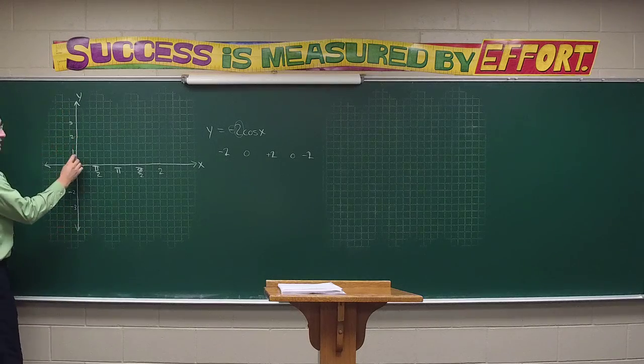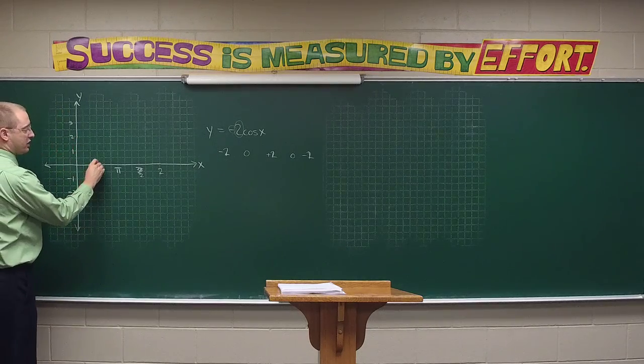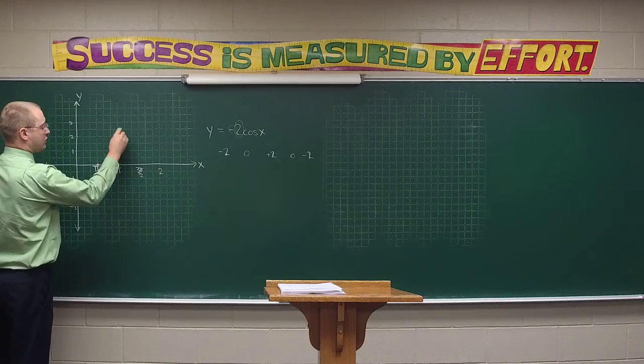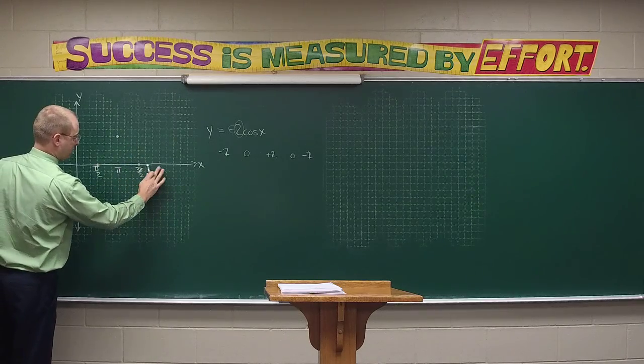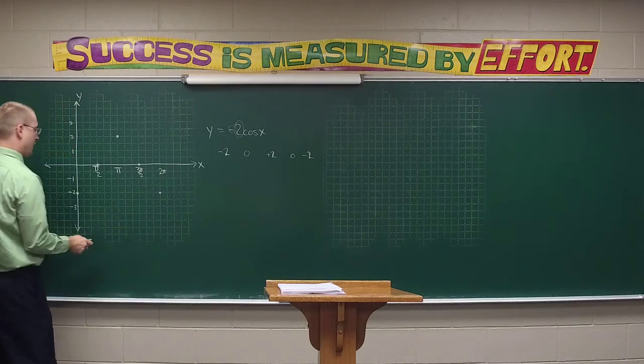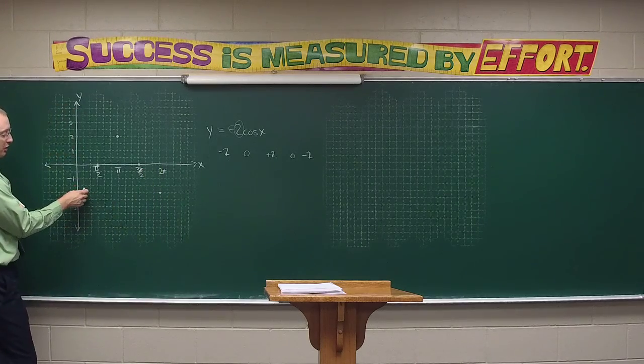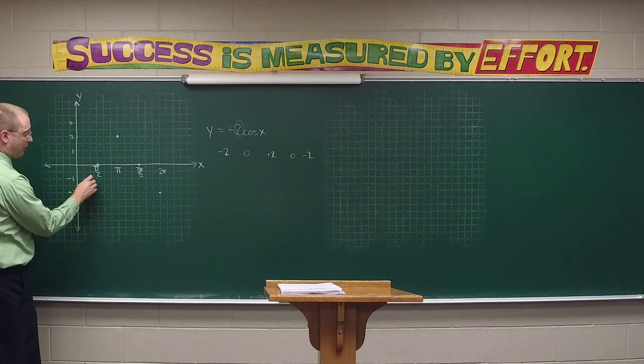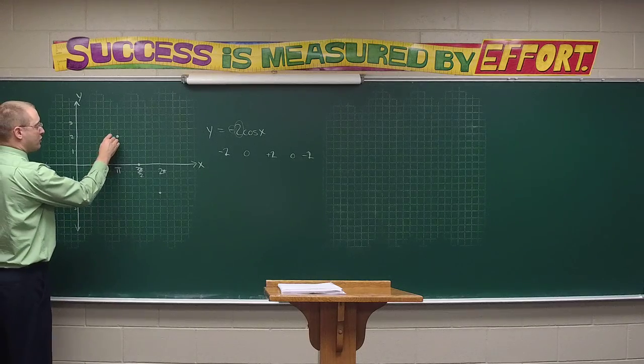So we start at -2, then we go to 0, then up to +2, then back to 0, and then down, I should say 2 pi, not 2, and down to -2. And of course, if you wanted to double your square root of 3 over 2s to get square root of 3s, and double your 0.5s to get 1s, you could do that.